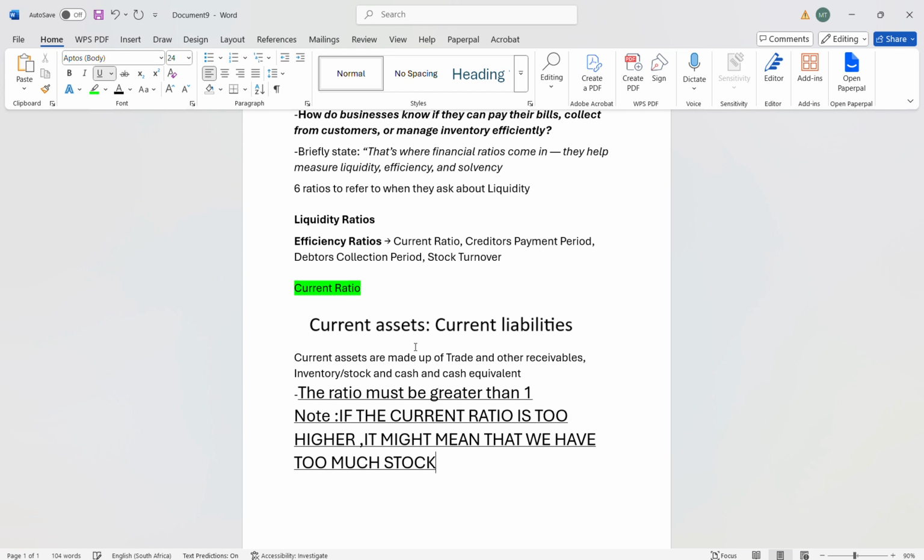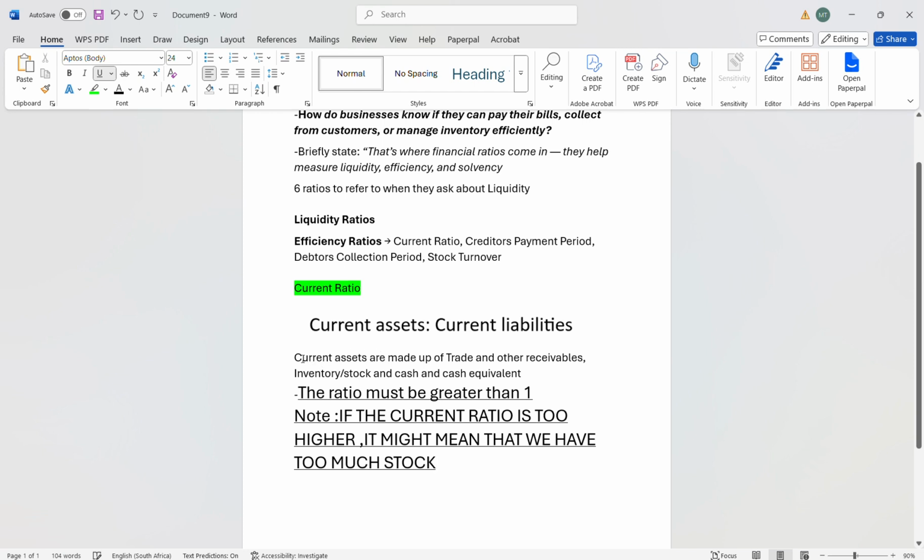But the key thing to know when dealing with financial indicators or financial ratios is that you always divide by your right-hand side. So let's say you have 10,000 here and 5,000 here, you'll divide by your right-hand side, which is 5,000. You'll divide 5,000 by 5,000, then 10,000 by 5,000. That is the key thing.